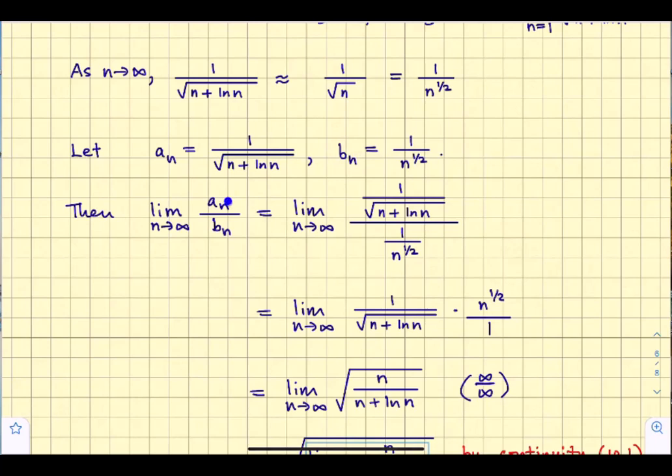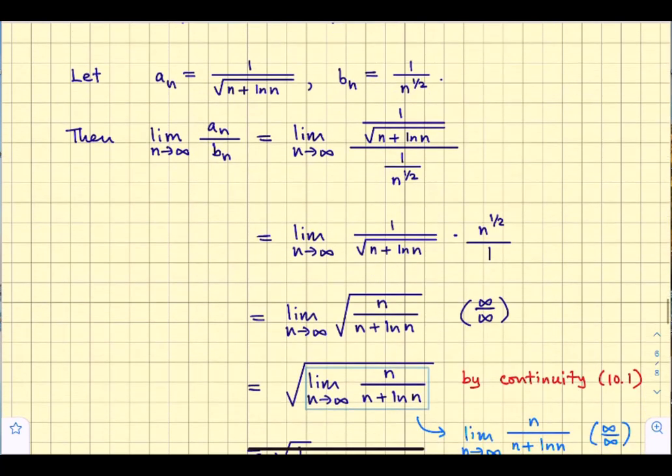We'll look at the limit as n goes to infinity of the a n over the b n's, which is this limit. After a little bit of algebra, we notice that this is an infinity, so we'll rewrite this as a square root of n, and then we have a square root of n over the square root of n plus ln of n, so we can write that as the square root of one big quotient, n over n plus ln of n.